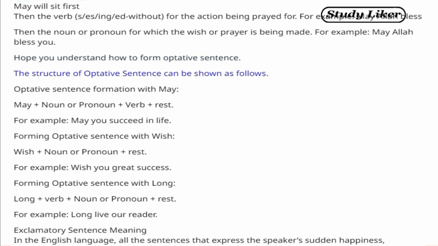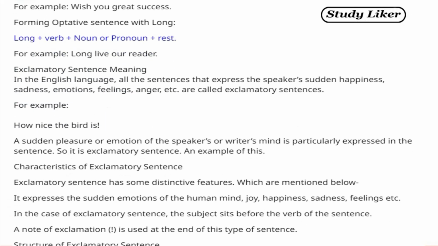The structure of optative sentence can be shown as follows. Optative sentence formation with may. May plus noun or pronoun plus verb plus rest. For example, may you succeed in life. Forming optative sentence with wish. Wish plus noun or pronoun plus rest. For example, wish you great success. Forming optative sentence with long. Long plus verb plus noun or pronoun plus rest. For example, long live our reader.